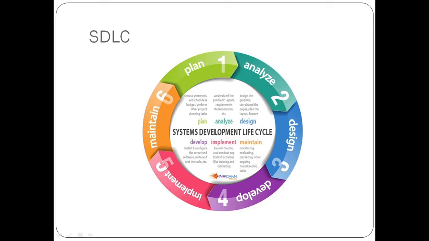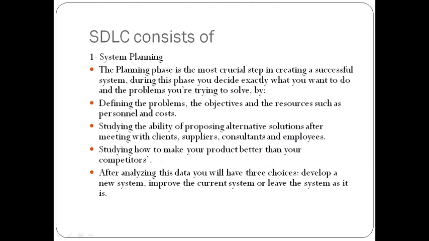The last and final one is maintenance. It's very, very important because these 5 steps are completed. Each and every step has to be monitored and controlled. Finally, the evaluation part is taken up. So this is called maintenance. So the SDLC cycle consists of plan, analyze, design, develop, implement, and maintenance. Just one by one we'll see.